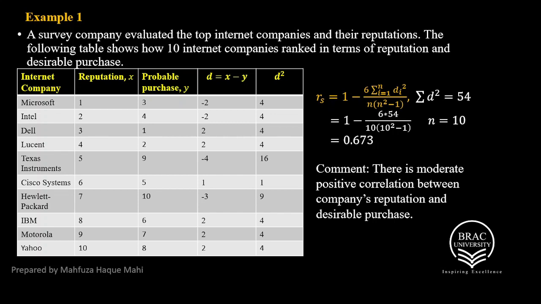Now putting all these values in the formula, we will get the Spearman rank correlation coefficient. Here n is the number of paired observations, and in this problem n is equal to 10. Now after computation, we have obtained the value of Rs equal to 0.673, which means there is moderate positive correlation between company's reputation and desirable purchase. So you can see in this problem, the ranks are already given.